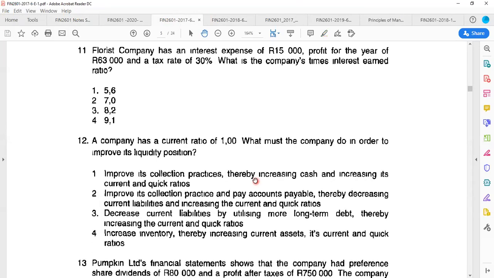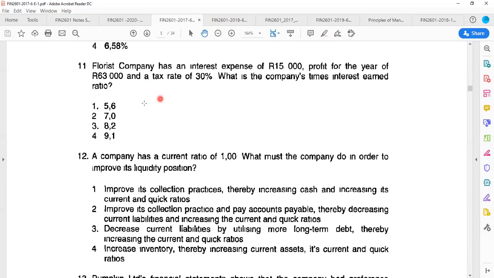So the question says, Florist Company has an interest expense of 15,000 Rand, profit for the year of 63,000 Rand, and a tax rate of 30%. What is the company's times interest earned ratio, also known as the interest coverage ratio? Okay, so that's what they want us to get here.